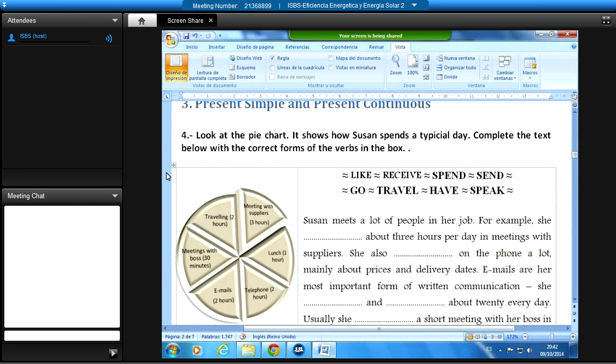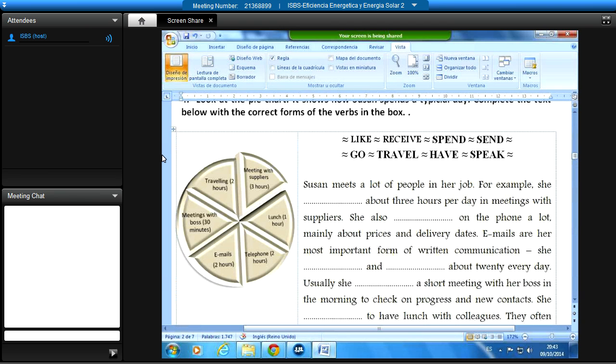Traveling 2 hours, meeting with suppliers 3 hours, lunch 1 hour. So this is 3, 4, 5, 6, 7, 8, 8:30. Okay, like 8 hours and 30. And this is a text that describes the graph, the chart, the diagram. Okay. So with the help of these verbs, you have to use these verbs to complete the text.